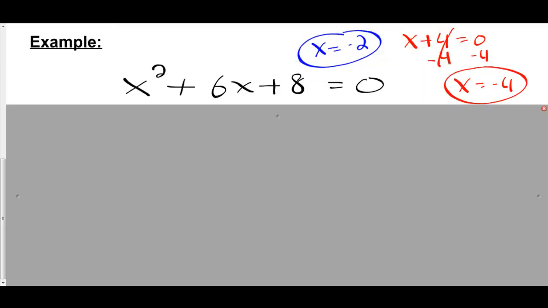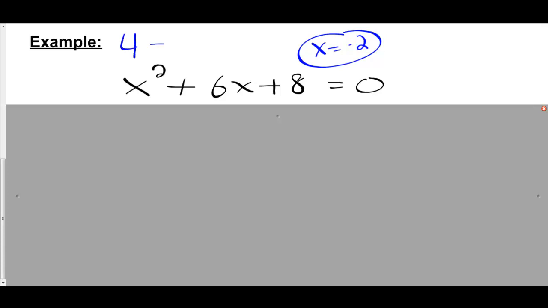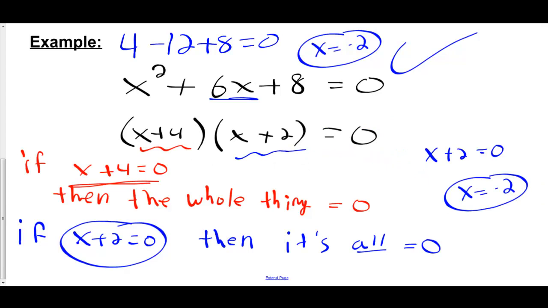All right, I hear you. So let's look at this right here and ask ourselves, if we were to plug in negative 2, what would happen? What's negative 2 times negative 2? 4. And then 6 times negative 2 is negative 12, right? And then positive 8, and that hopefully equals 0, and it does equal 0. So our answers are x equals negative 2, and like before, x equals negative 4. Those are our two answers for this equation.